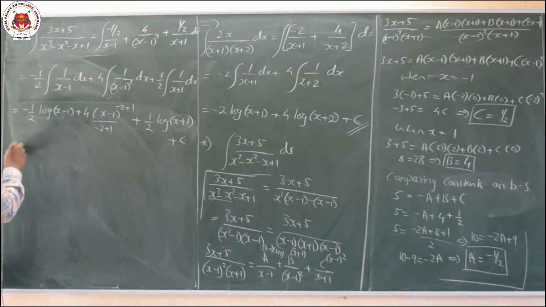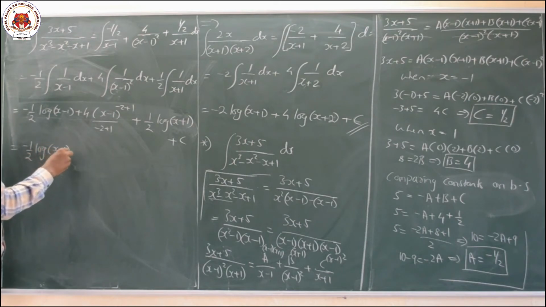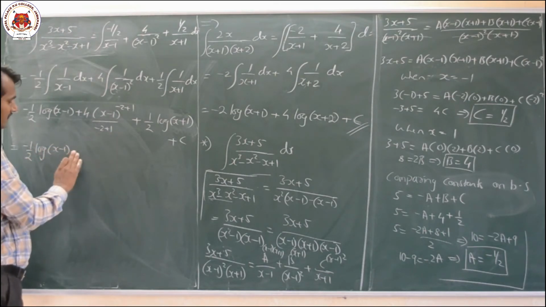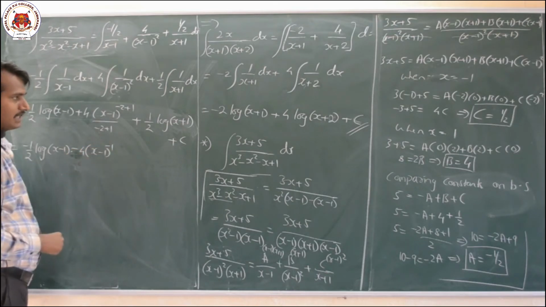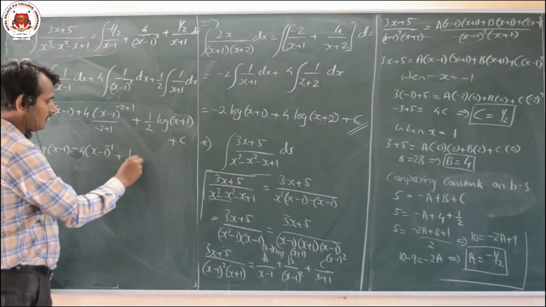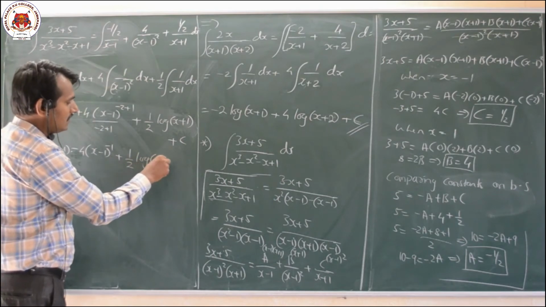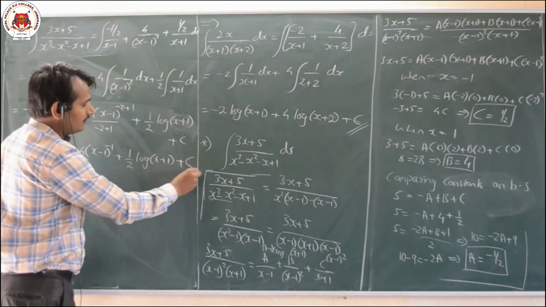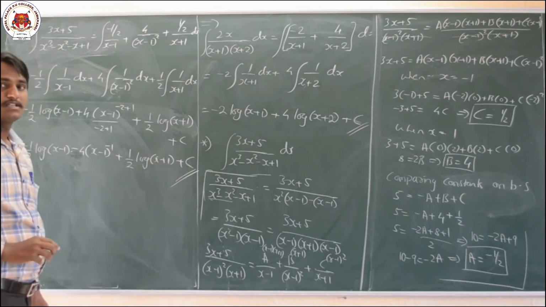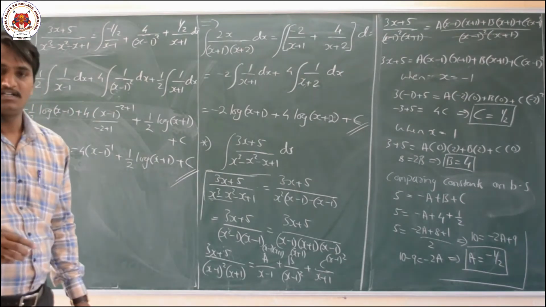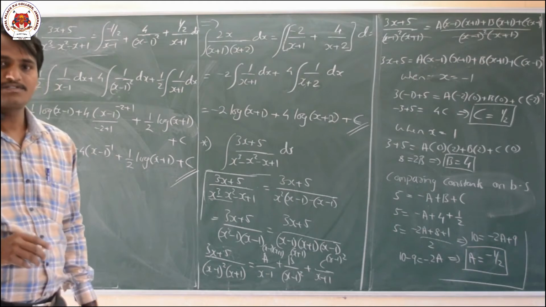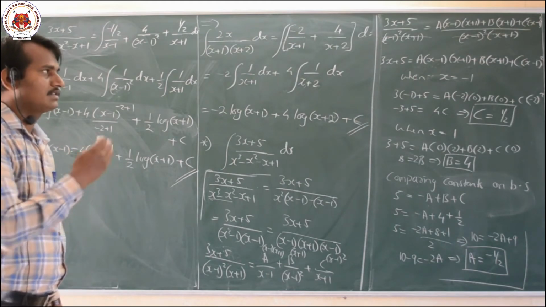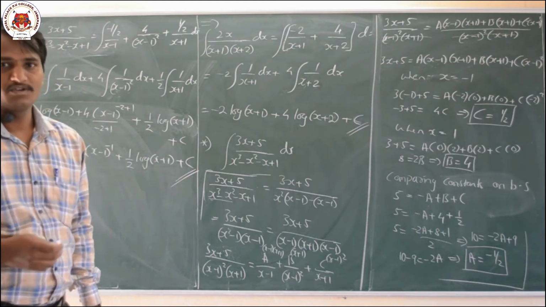Now, what value we get, which is equal to minus 1 by 2 log of x minus 1, plus, here minus 4 into x minus 1 raised to minus 1, plus 1 by 2 into log of x plus 1, plus an integral constant c. That is nothing but our required result. Very, very simple and easy example. Okay, dear students, before going to the next problem, please pause the video to note it down.